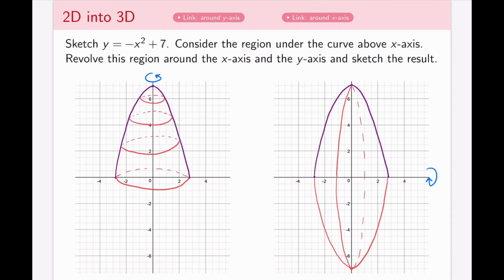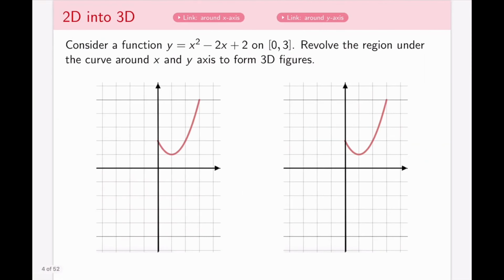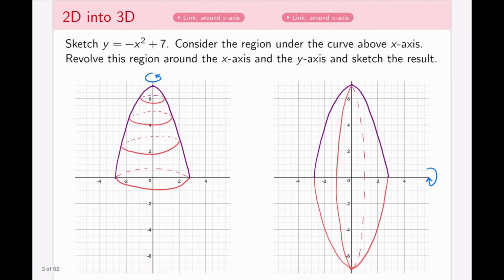Let's try the exact same thing, but with a different curve. So here I have this function, x squared minus 2x plus 2, and I'm interested in it on the region between 0 and 3. So this is what this piece of parabola will look like. And just to practice, I would like to again draw in the same manner as I did on the previous slide with these types of sketches.